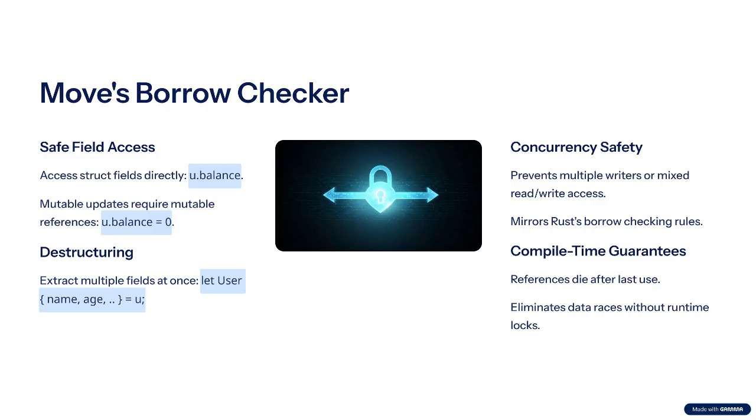Destructuring is equally handy. Let User { name, age } = U pulls multiple fields at once. When a mutable borrow ends, usually at the function's last use, the reference dies and other calls may borrow again. This compile time guarantee eliminates data races without slow runtime locks.